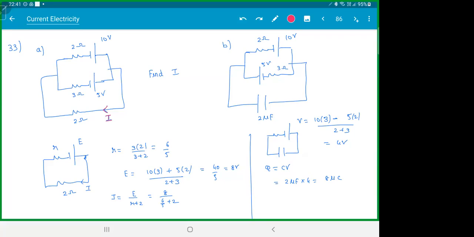Great. That's the last one for the day. So next class when we meet, we are going to mixed grouping. What happens if you have batteries both in series and parallel?